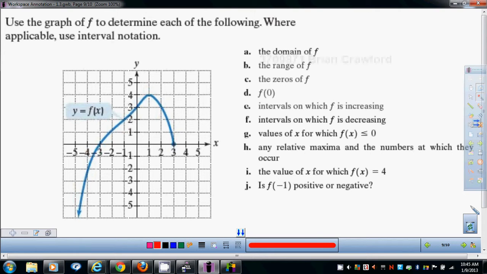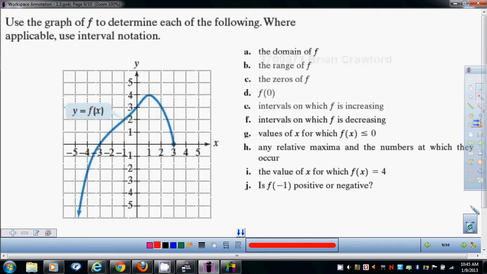What are the zeros, which is the same thing as the x-intercepts? What are the zeros of this function? Jalen? Perfect. Negative 3, 3. Those will be called zeros, x-intercepts, or roots.